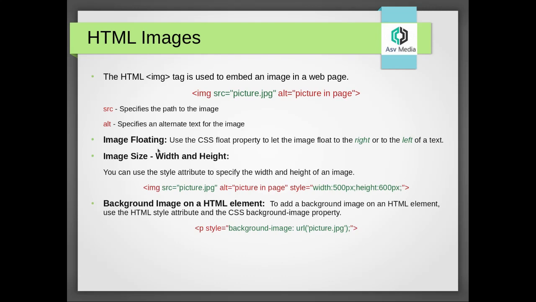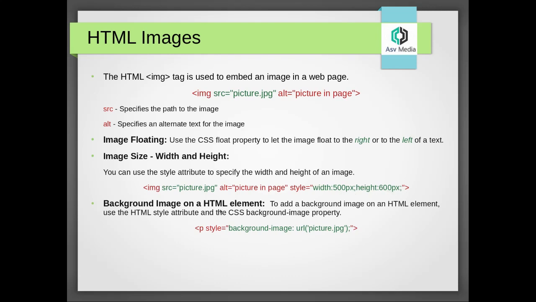And we can add the CSS property for image floating. Use the float property to let the image float to the left side or the right side. And we can adjust the image's height and width. You can use the style attribute to specify the width and height of the image. Write style equal to width, the width property, and its value, 500 pixels, 600 pixels, so you can change the value, or give width equal to 100%, so it will be the maximum size of the image.